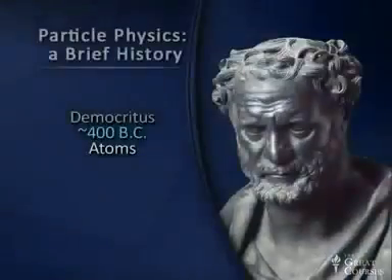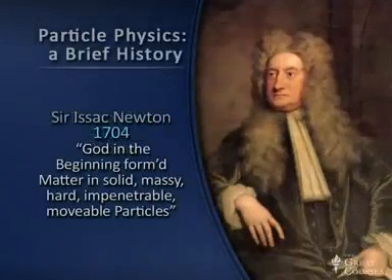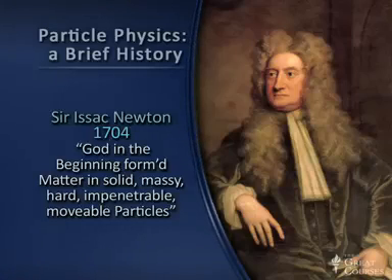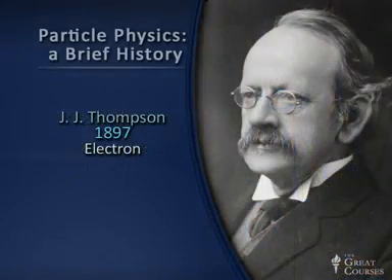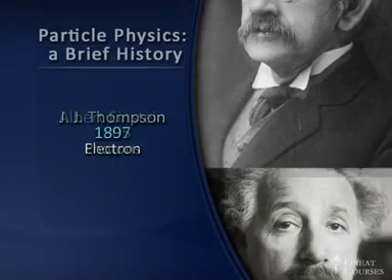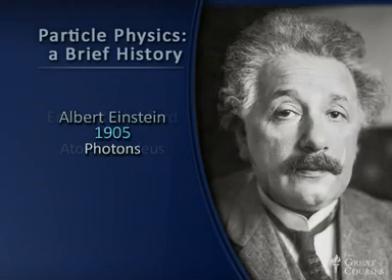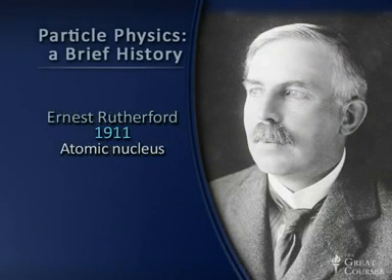Let me begin with a very brief history of particle physics. Again, we're going to start with Democritus, who declared there were atoms, indivisible particles of matter. And Newton, seconding that in 1704: "God in the beginning formed matter in solid, massy, hard, impenetrable, movable particles." Thomson, 1897, discovers the electron, the first hint that the atom is not, in fact, unbreakable, immutable. Einstein, in 1905, giving us a new kind of particle, photons, particles associated not with matter, but with, in this case, electromagnetic energy. Rutherford gives us the atomic nucleus and the picture of the atom as electrons surrounding this very small but very massive nucleus.